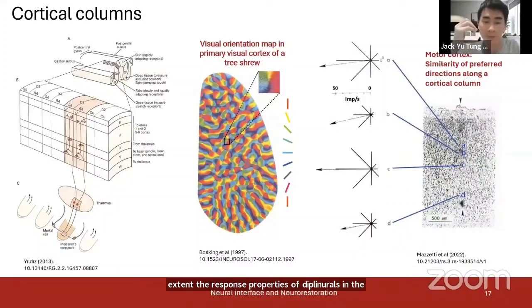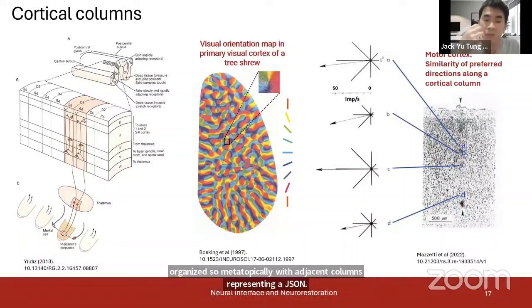So the columnar organization of the cortex has been described in various cortical areas, including the sensory, the visual, and the motor areas. As you can see here on the left image, for the primary somatosensory cortex, or S1, cortical columns are organized somatotopically, with adjacent columns representing adjacent parts of the body.